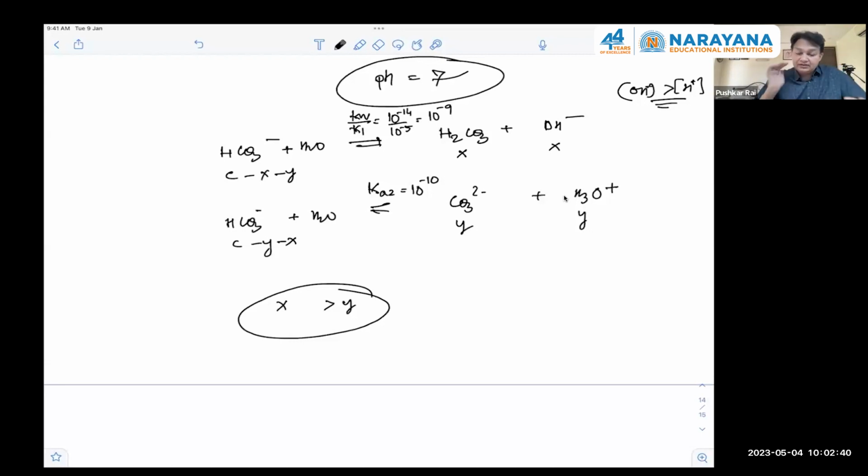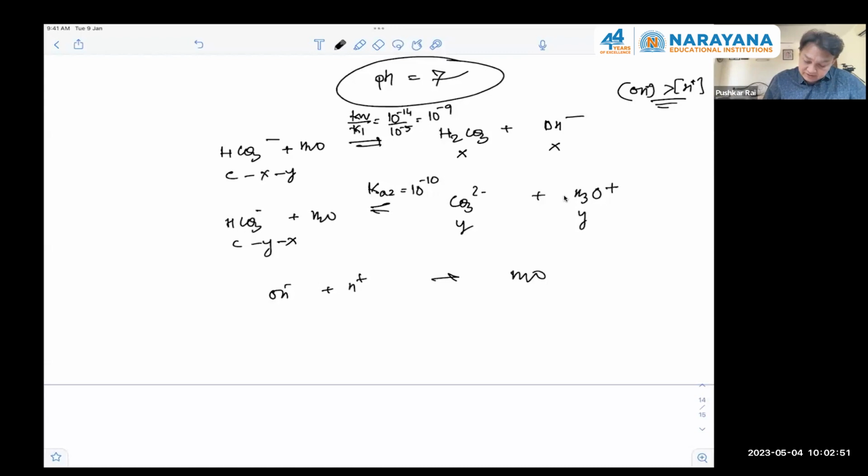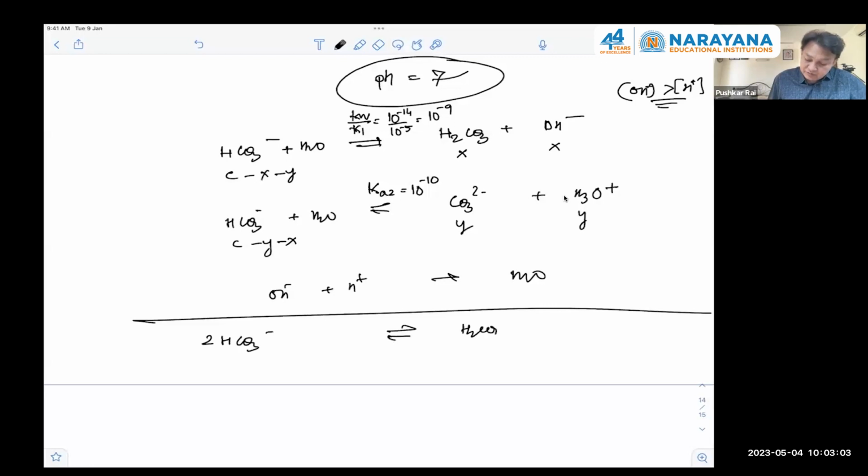But we have taken this assumption, and what we have done, we have written here OH negative plus H plus changing into H2O, and written a line over here, added all these equations, and cancelled all this. Twice of HCO3 negative is breaking into H2CO3 plus OH negative, and we have written not C minus X minus Y, we've written C minus 2X. That is correct and that is incorrect, but we are writing the incorrect thing. Why? How is it justifiable? That is the thing. Why am I asking this?